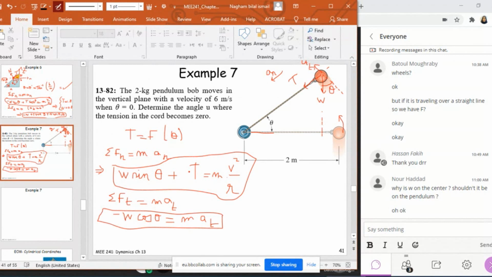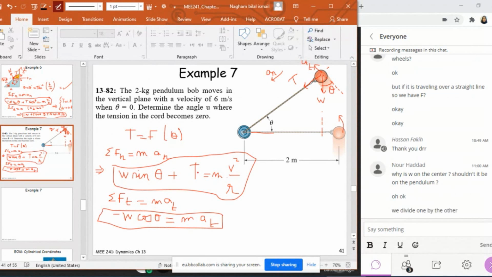So what should I do now? My objective: look, what are the unknowns in these two equations? I need to find T in terms of theta. V is not given. It is only given when theta is equal to 0. So V is not known. But I can find what a_t is in terms of theta. So what I should do is find a third equation that relates V, a, T, and theta. Because if I know this equation, I can find the tension from this equation.